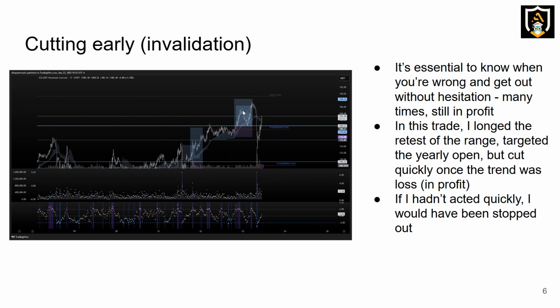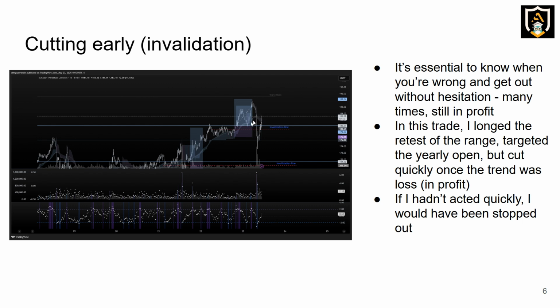Here, simple reclaim setup, reclaim the level. It's a little bit sloppy on the moving averages, but it did push above and reclaim. I was hoping to get the yearly open, didn't happen, but really harsh candle down. I had alerts set, and as soon as this was lost here, I closed the trend. I was immediately notified. I was at my computer, and as soon as it lost this moving average here, you're out of the trade.